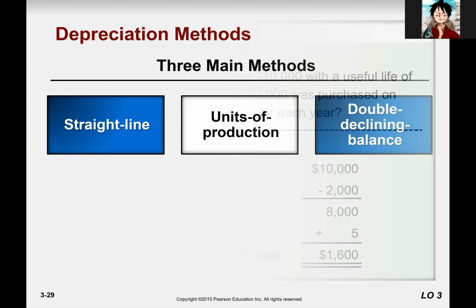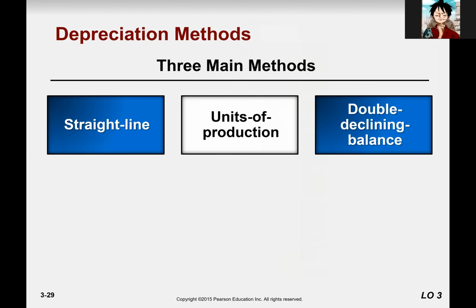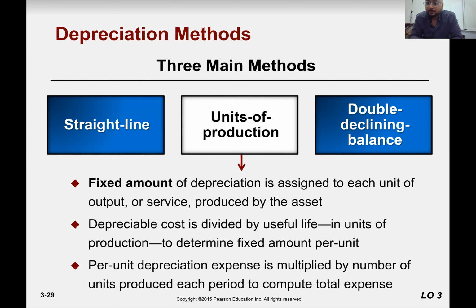Okay, so let's see our second method, which is units of production method. Remember, the journal entries are the same. Just how we calculate the numbers, that differs. So unit of production is where useful life is given in terms of units or some other measure.